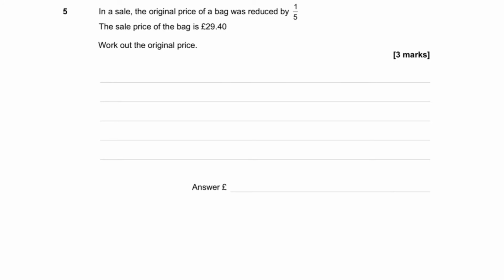So in this next question, they've already done the reducing for us. It says, in a sale, the original price of a bag was reduced by a fifth. The sale price of the bag is £29.40. Work out the original price.